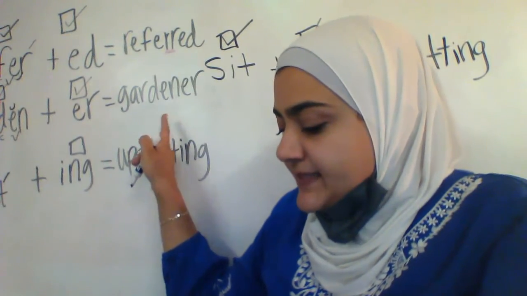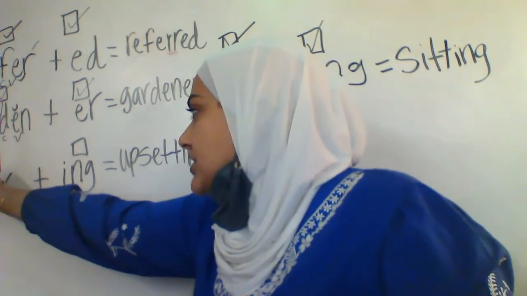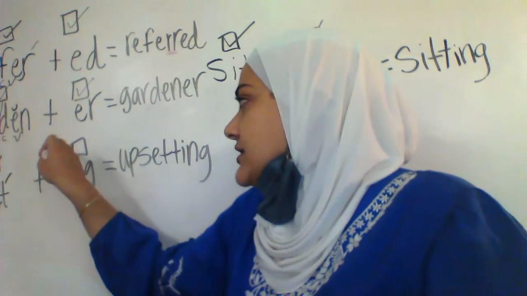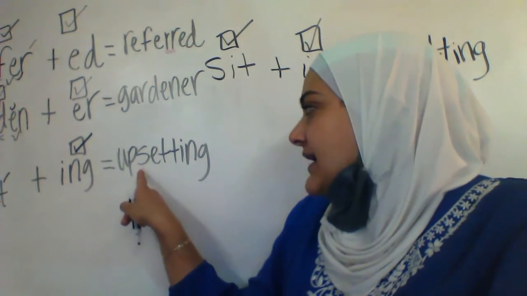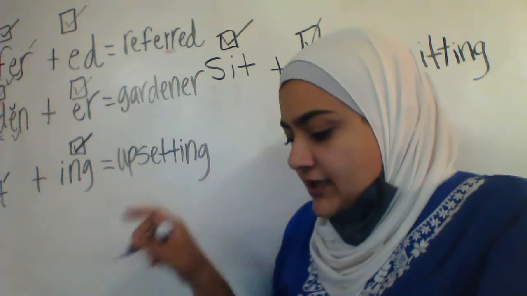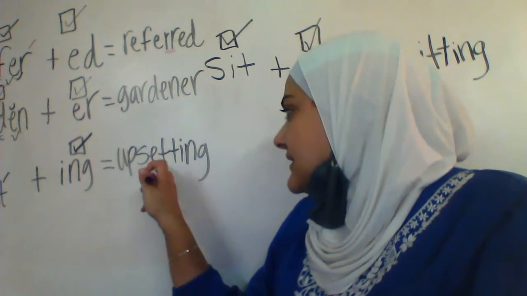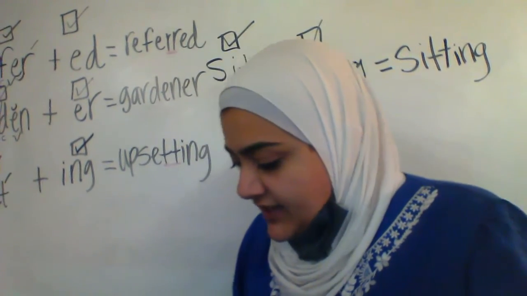Let's look at upsetting. Upset. Does that get a check mark? Yes. Does ing get a check mark? Yes. Let's spell it. Upsetting. Is that right? Yes. Did I double the T's? Yes. Very good.